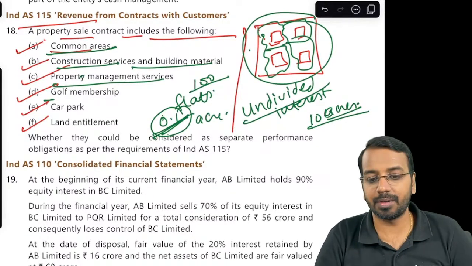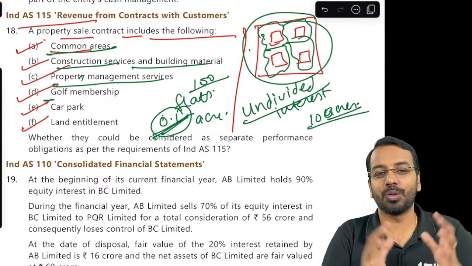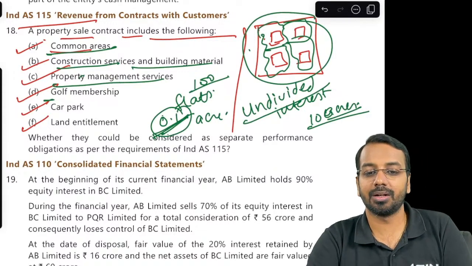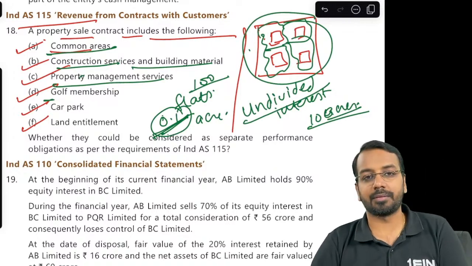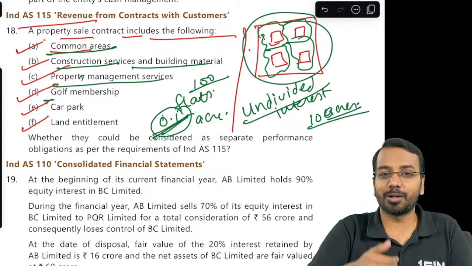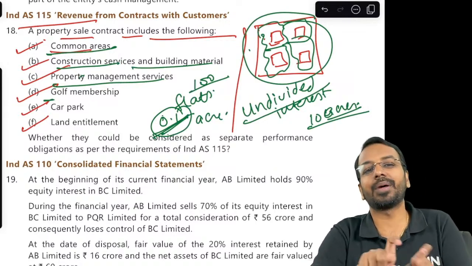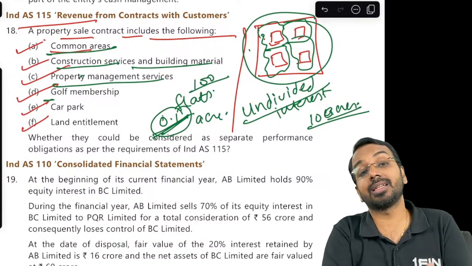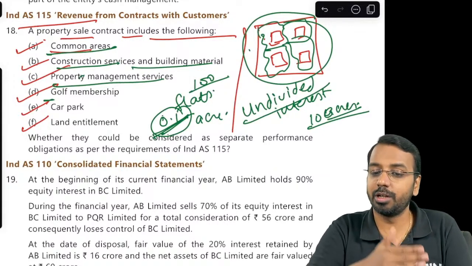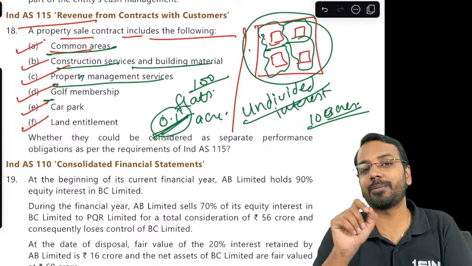Then, construction services and building material. Can you say, I can separately identify building materials? No, you have been sold a flat. So, that also is not a separate performance obligation. Property management services. Now, property management service is a subsequent service provided which the customer will be able to enjoy separately. Okay, so these are generally provided separately and these are subsequent services, where the customer will be benefited independently. So in that case, that can be a separate performance obligation.